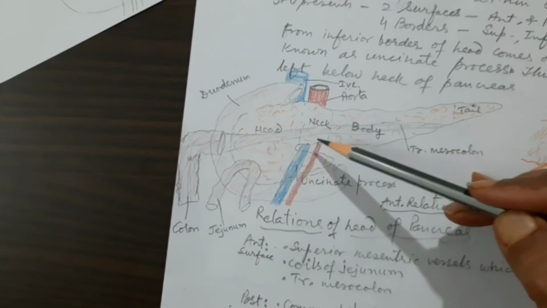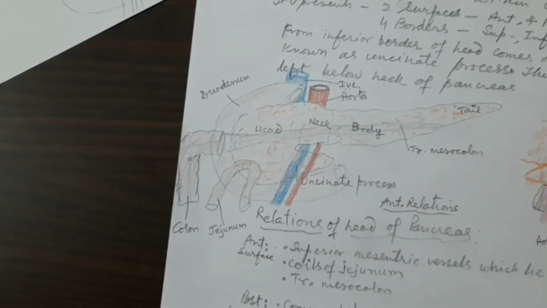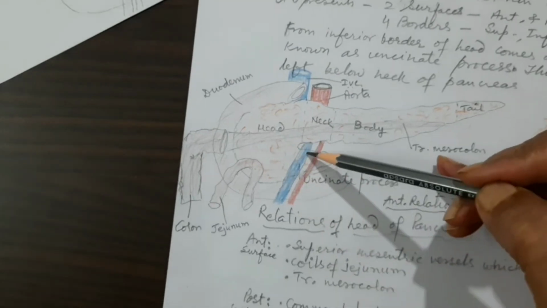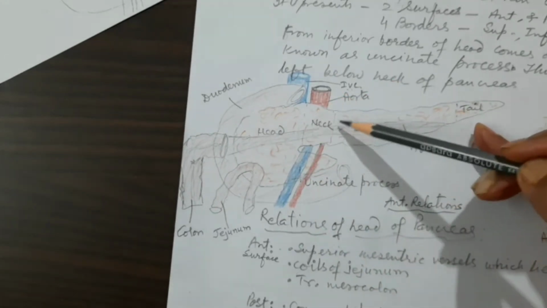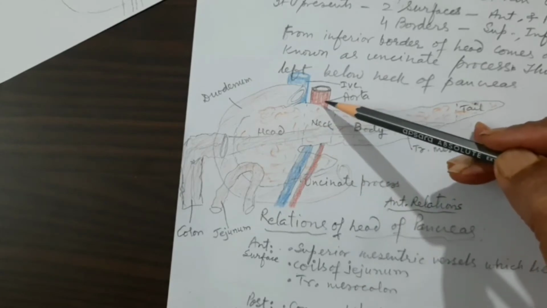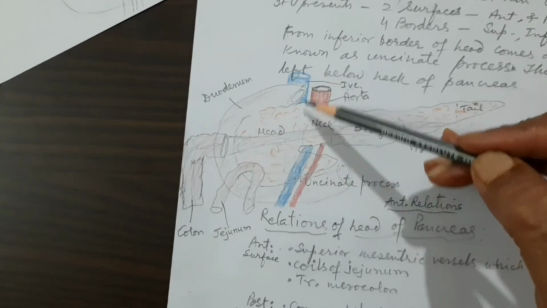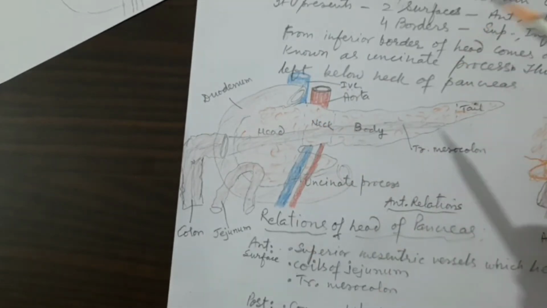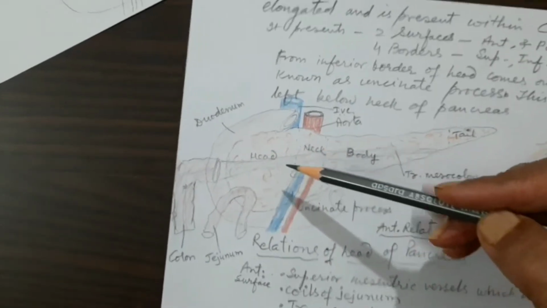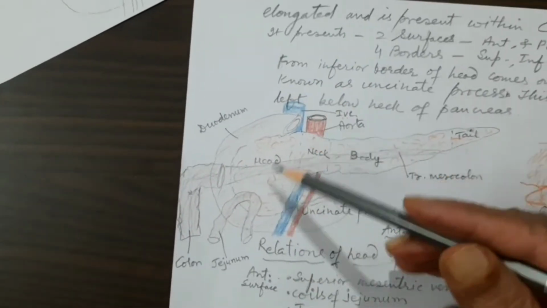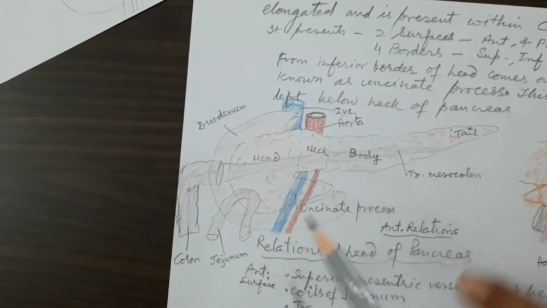Superior mesenteric vessels, that is the superior mesenteric vein and superior mesenteric artery, are lying just in front of this. And on the posterior side, this is the neck part, and behind the neck lies the aorta, while behind the head lies the inferior vena cava. So I was telling you about the description of the head. After this diagram, you have seen the orientation. Let us come back to the head.